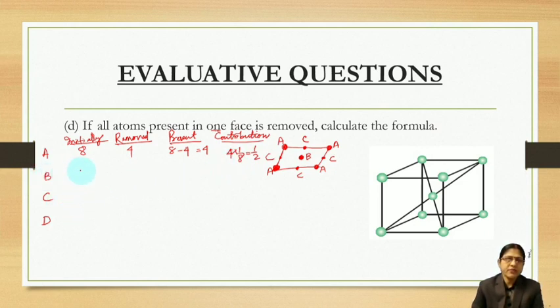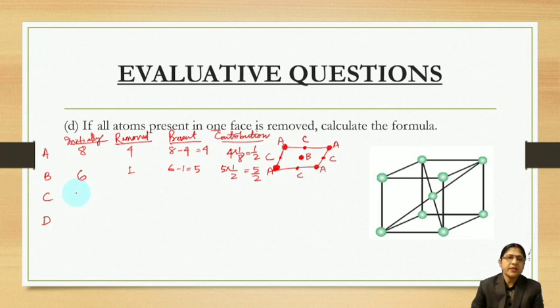Then B is the face center. So initially how many face centers? As you know, 6 face centers are there. So initially 6. Removed how many? If all atoms present in one face are removed, only one face center. So removed 1. Present how many? 6 minus 1, that is 5. And contribution of face center 5 into 1 by 2, that is 5 by 2. Clear? Yeah.